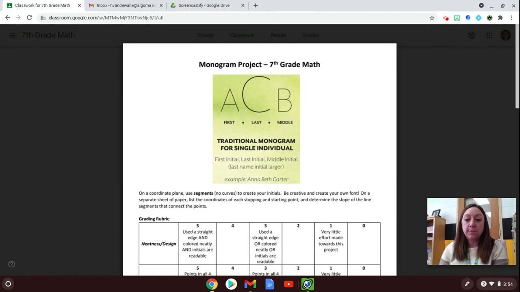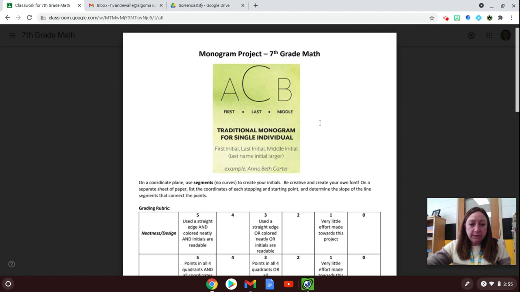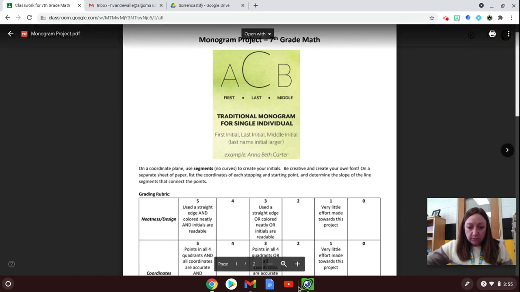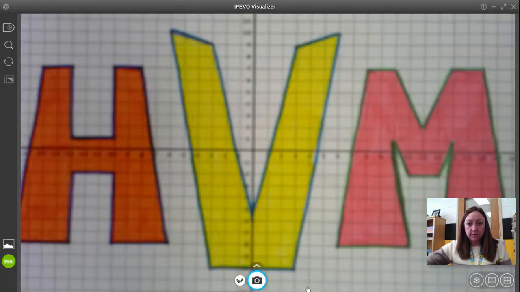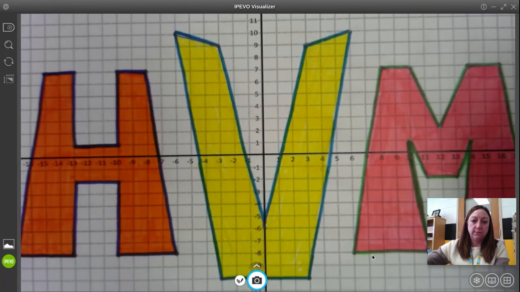A lot of people use monograms to let people know that their stuff is theirs. You might see monograms on purses or on bathrobes or backpacks or things like that. So anyways, you're going to be creating your own monogram today, and I'm going to kind of show you quick what this might look like.